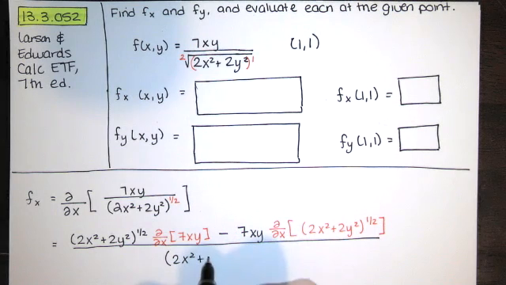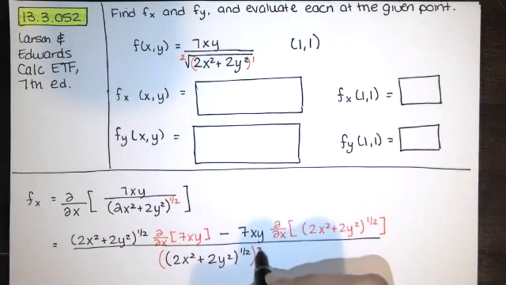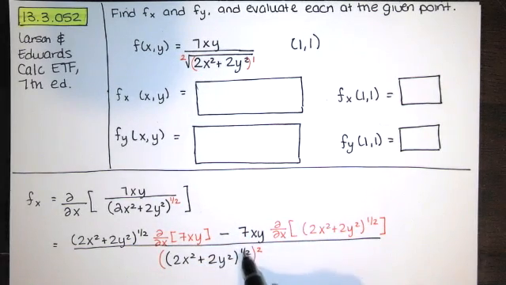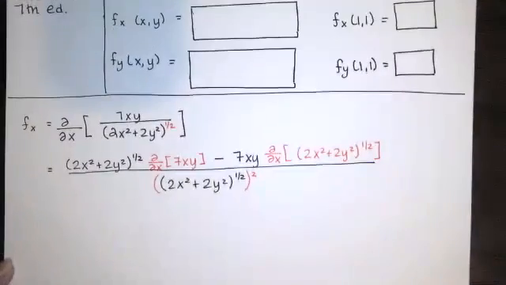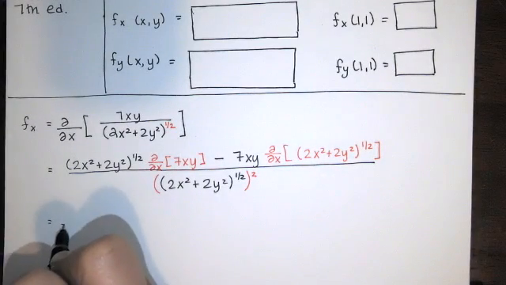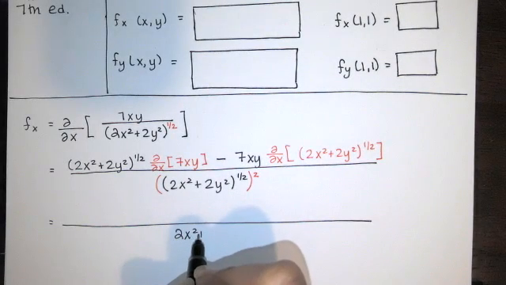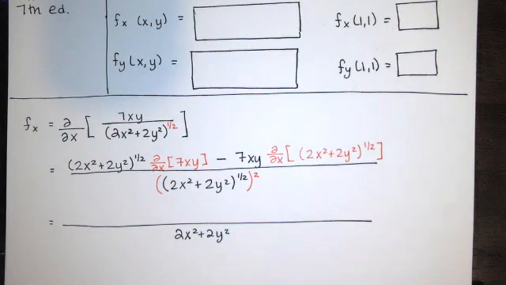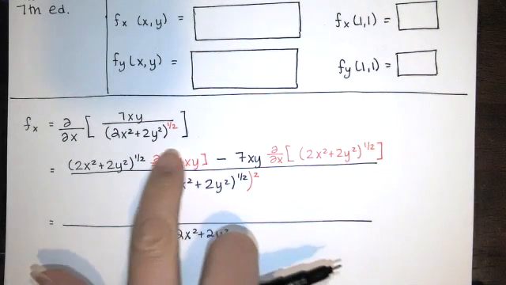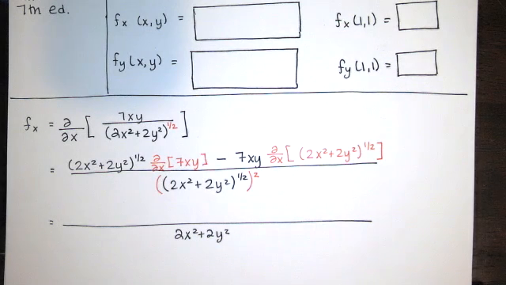And of course, if we take 2x squared plus 2y squared to the 1/2, and we square it, due to our exponent properties, we're going to multiply that 1/2 and that 2, and we're going to have just 2x squared plus 2y squared. Okay, so now the only thing left to do is compute this derivative and compute this derivative, and then simplify as much as we can.